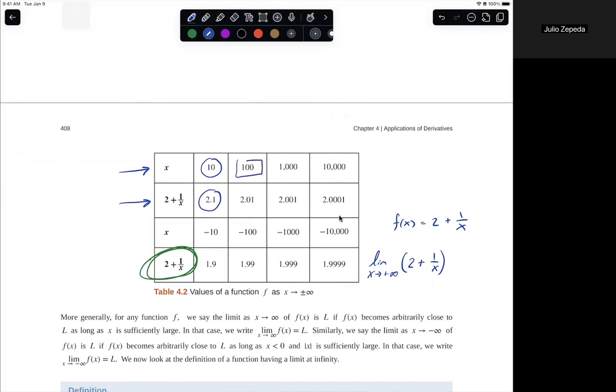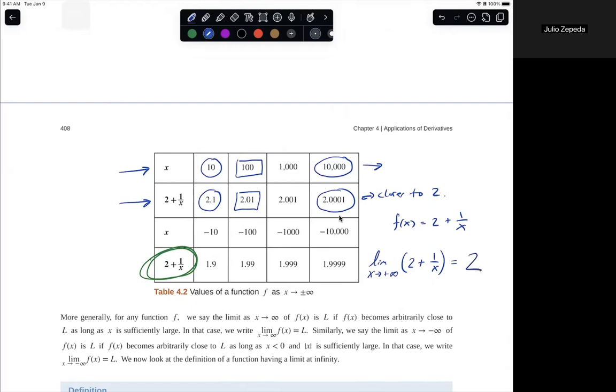Then we increase x, getting closer to infinity. You can see that the value of the output is 2.01. And if we increase a lot here to 10,000, then the output is 2.0001. You can see the behavior that if we were to increase x even more, this number would get closer to 2. And you can get as close to 2 as you want just by increasing x more and more. And so in this case, we would say that the limit as x approaches infinity of this function is equal to 2.